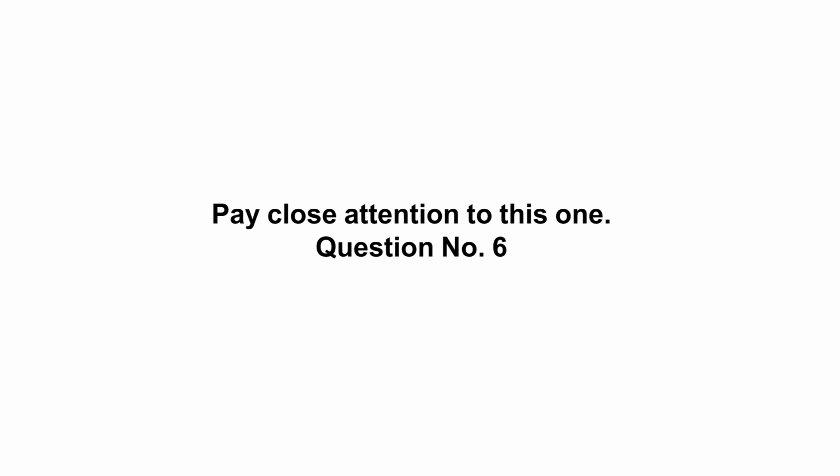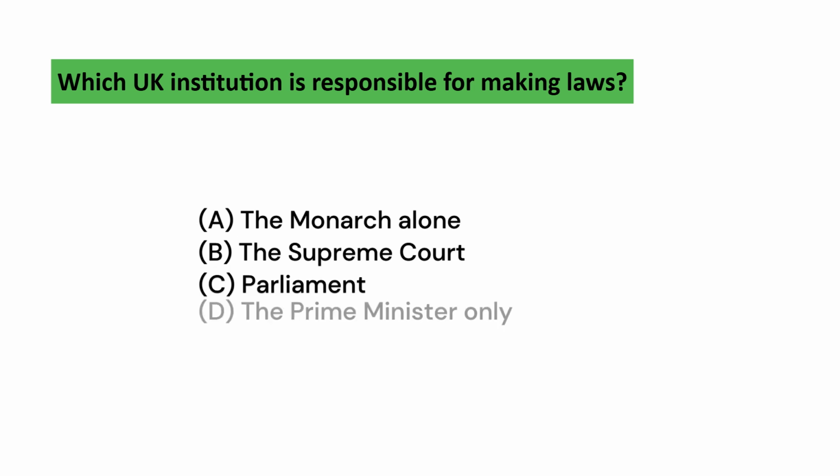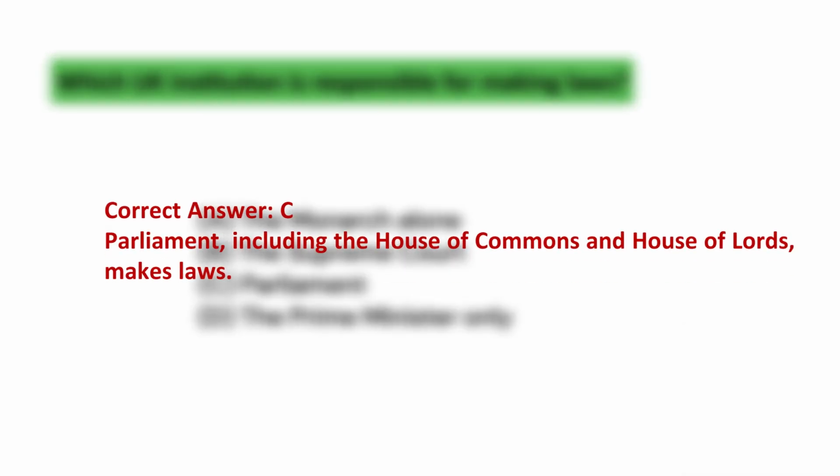Pay close attention to this one. Question number 6. Which UK institution is responsible for making laws? The options are A. The monarch alone. B. The Supreme Court. C. Parliament. D. The Prime Minister only. Correct answer, C. Parliament, including the House of Commons and House of Lords, makes laws.